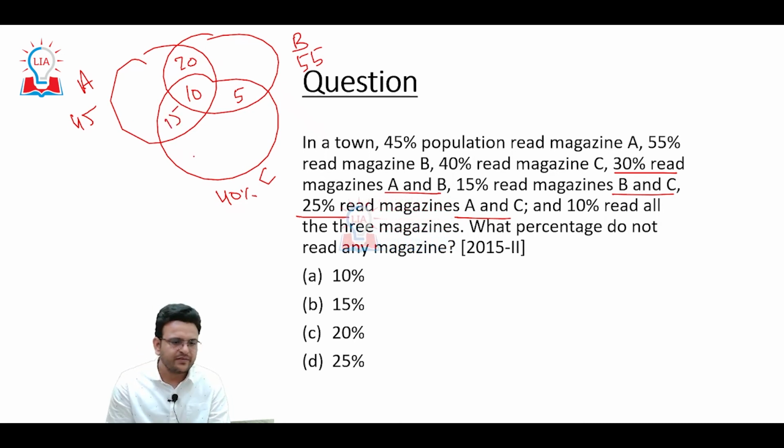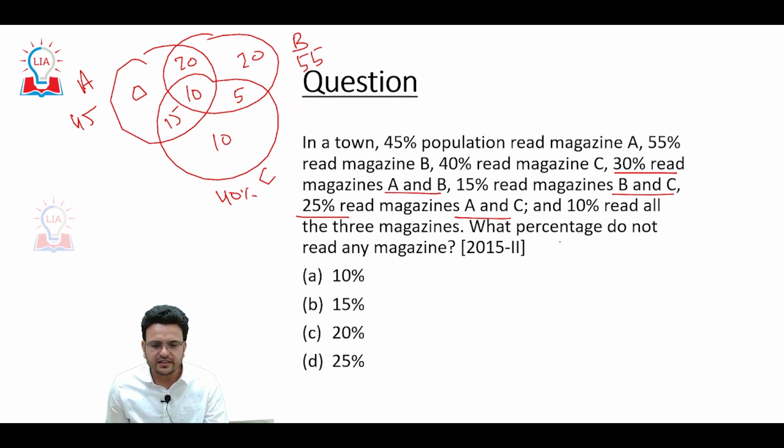Okay. Then we know that the remaining regions become 30, 30, 35, 20, and so on. Okay, what percentage do not read any magazine?